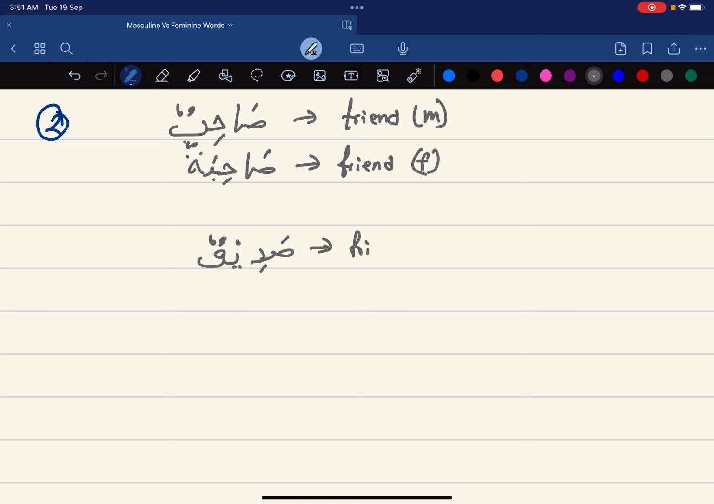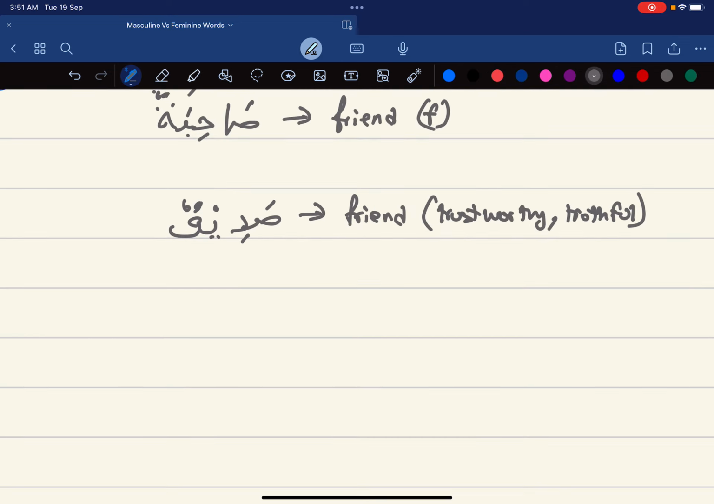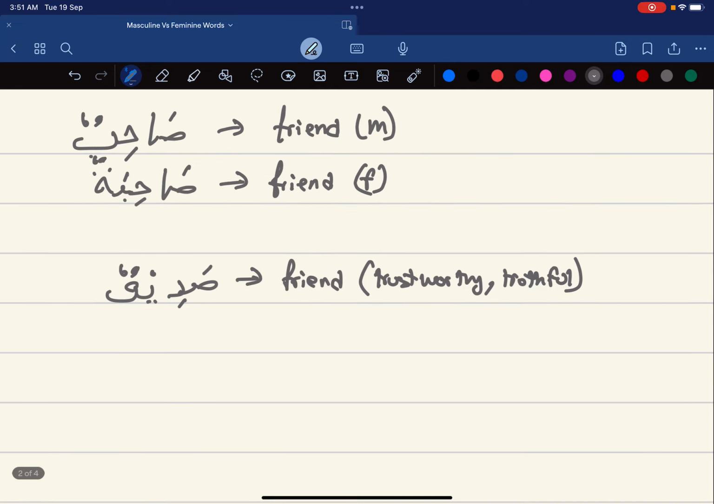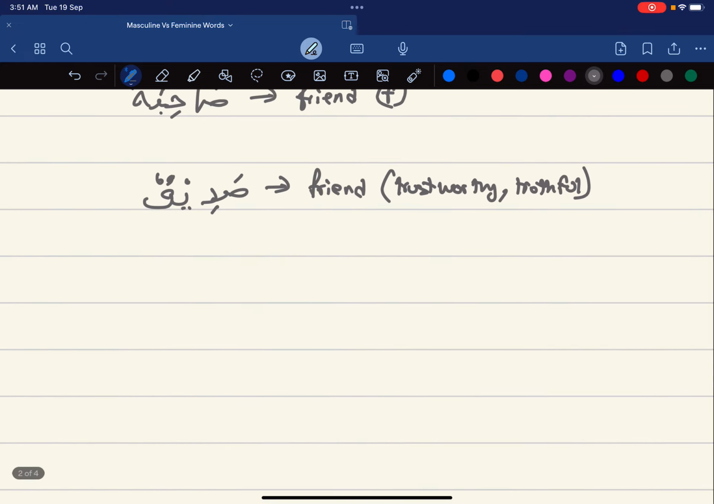Sadiqun also means friend, but it has a deeper meaning, like a trustworthy, truthful friend. Whatever, it basically means a friend. You would normally say sadiq to someone who's closer to you, someone who's more trustworthy. And sahib kind of means someone who you love and adore most. It doesn't really matter because both of them mean friend.